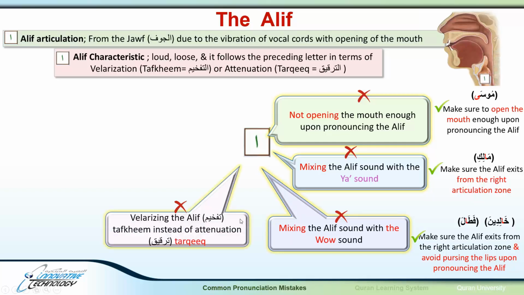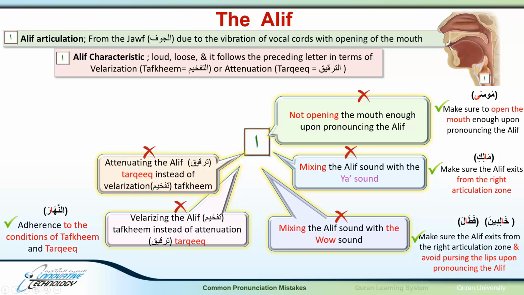The fourth mistake is velarizing the alif, making tafkhim instead of attenuating it, tarqiq. The example is an-nahar, with an O sound instead of A. The O is velarized, while the alif here should be muraqqaq, attenuated. So the proper way of pronouncing this alif is an-nahar. We have to adhere to the conditions of tafkhim and tarqiq. An-nahar is wrong, an-nahar is right.